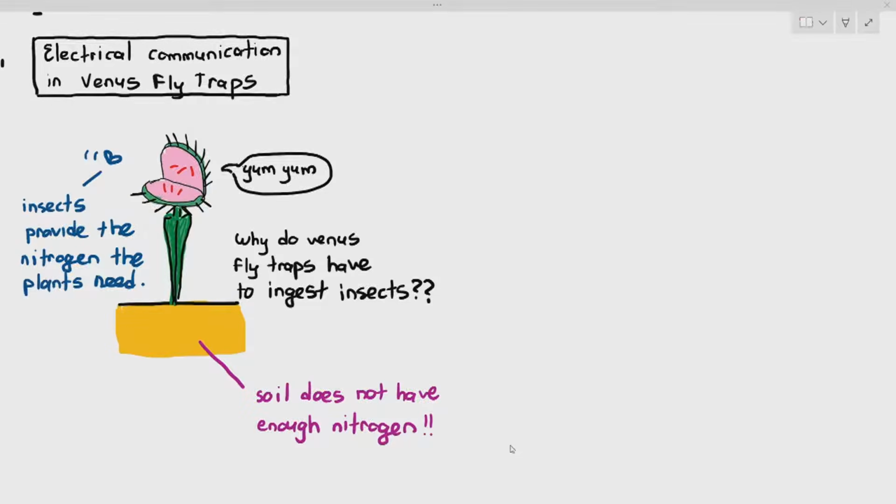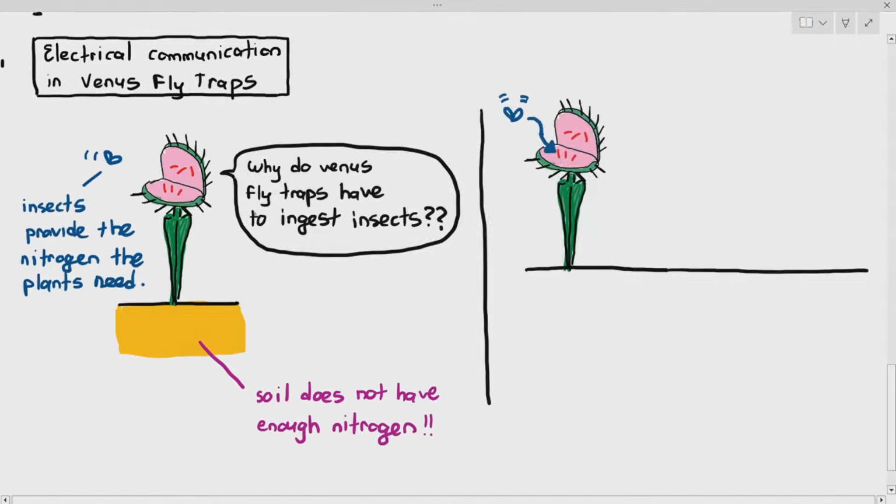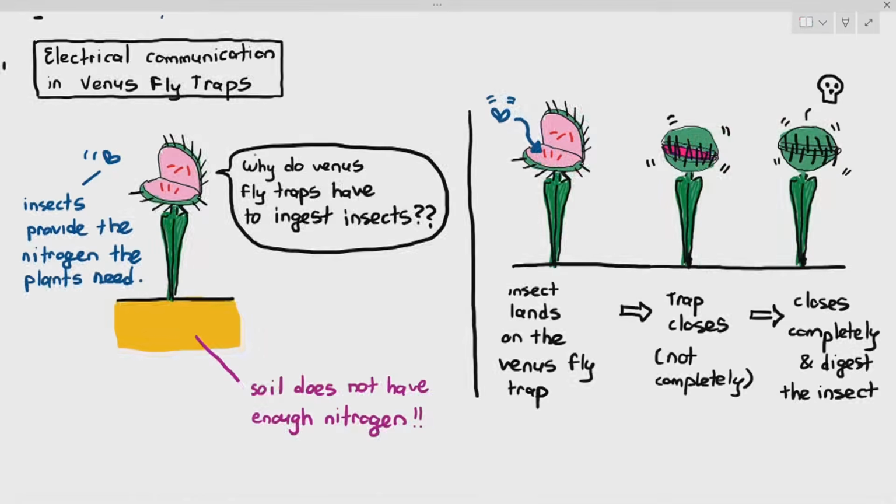Now, Venus flytraps have 3 parts that you have to understand. I'm going to break it down. Where the insect lands on that specific area of the Venus flytrap, the Venus flytrap will close. But if you notice, when they close, it doesn't close fully yet. And the third stage is when it closes fully. Okay, the trap closes, not completely in the second stage. And in the third stage, it closes completely.